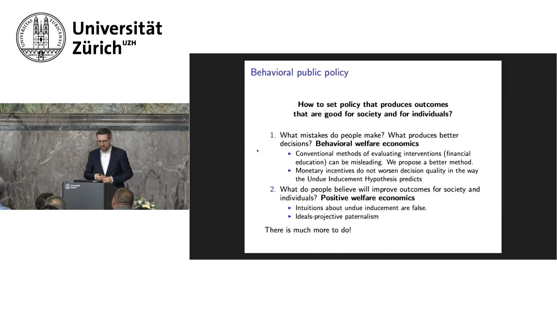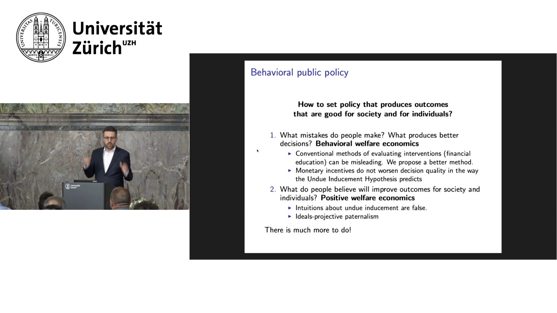Instead, let me summarize what I've told you about past research. The main question of behavioral public policy is, how can we set policy that produces outcomes that are good for society and individuals? There's two parts to this exercise. One is we look at what types of mistakes people make, and we try to figure out what produces better decisions. That's behavioral welfare economics. The other part is we try to figure out when do people make mistakes, or what types of mistakes do they make when they try to assess what would be good for others or for society.